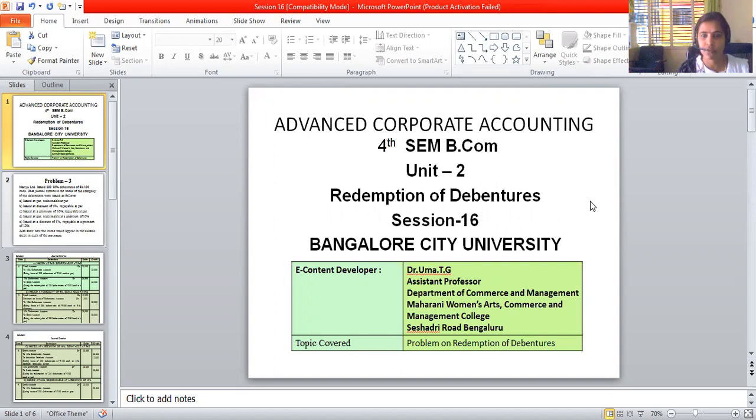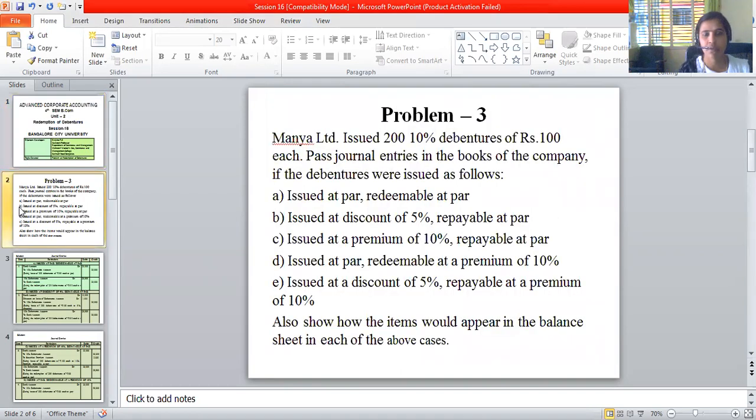So this is session 16. Under unit 2, let's go with the problem straight away. Manya Limited issued 10% debentures of rupees 100 each. Pass journal entries in the books of the company if the debentures were issued as follows. I am passing the journal entries both for the issue as well as the redemption here. So 5 cases have been given. Now let us see how the items will appear in the journal entries.